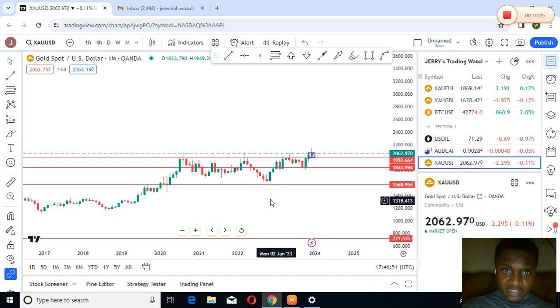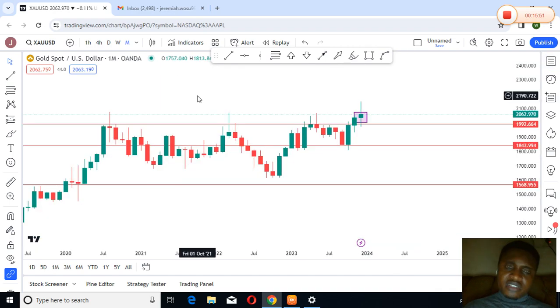Okay, so now on the monthly time frame, let me zoom out very well. I believe you can see it. Let me take this out. So you can see over here it has given us a bullish engulfing. But nonetheless, let's see. Gold is trying to make its all-time highs, but let's see what's playing out on the monthly time frame.